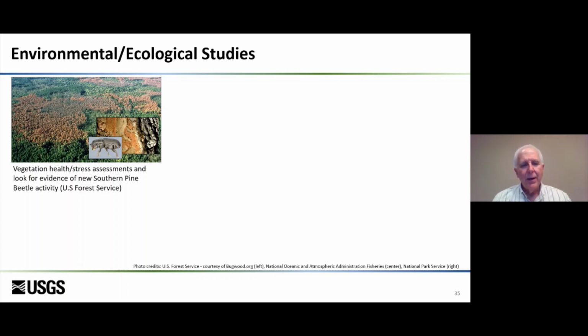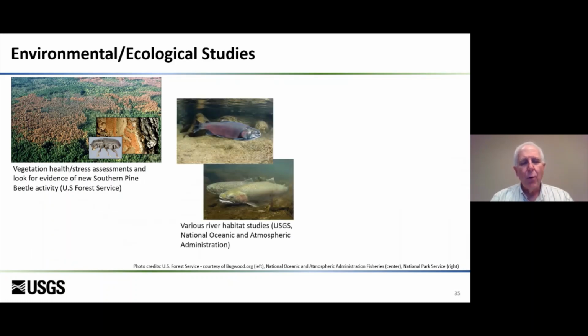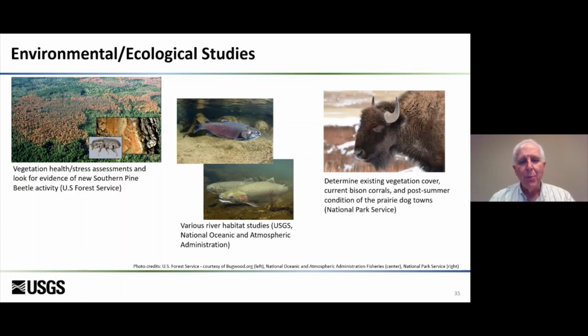So just a couple of examples from the environmental and ecological studies. This is a project that we provided data to the Forest Service for helping them to track the southern pine beetle activity that can devastate large areas of forest. We've supported a number of folks, including USGS and again, the National Oceanic and Atmospheric Administration on doing various river habitat studies. And finally, the National Park Service, one of our sister bureaus in the Interior Department, who were determining vegetation cover and looking at bison areas and also looking at prairie dog town conditions.